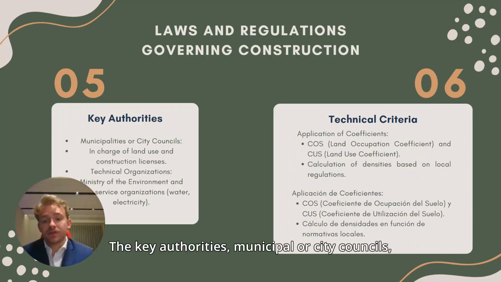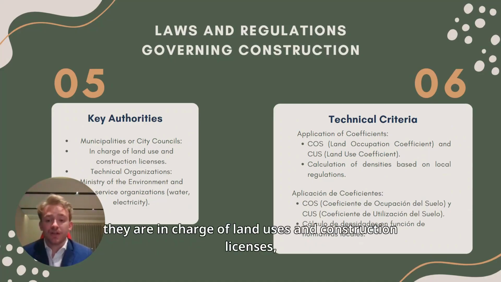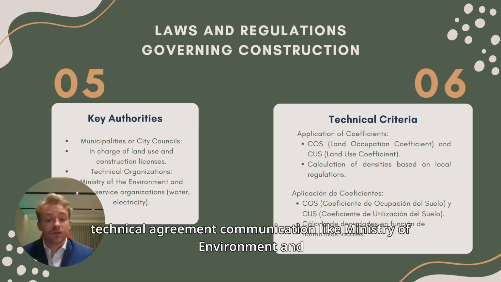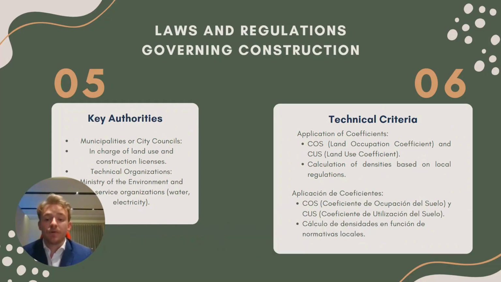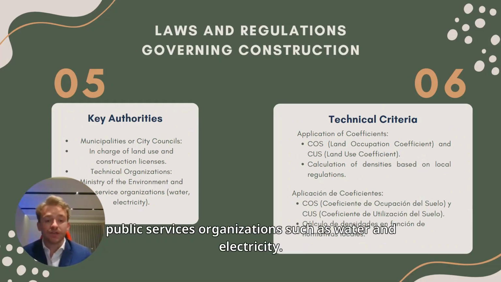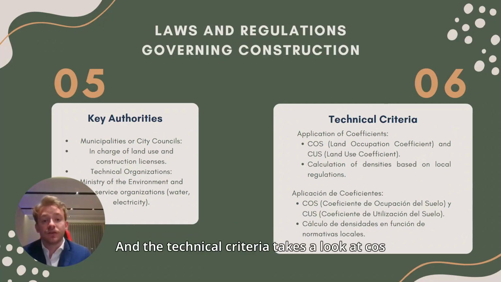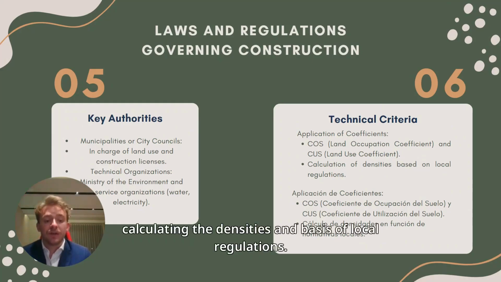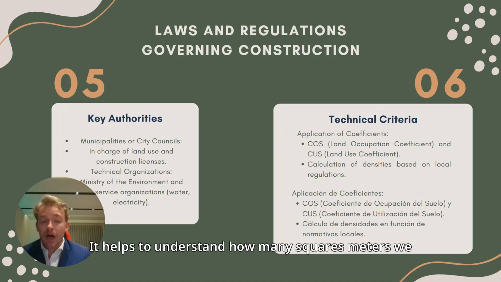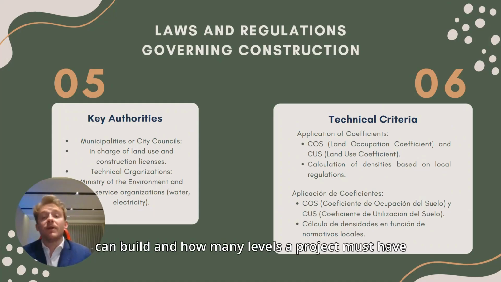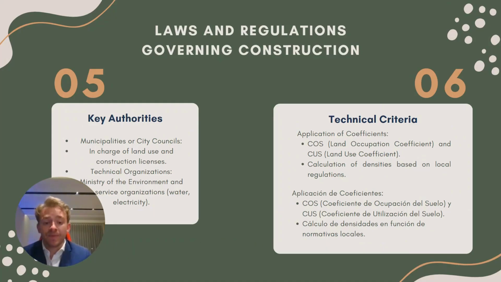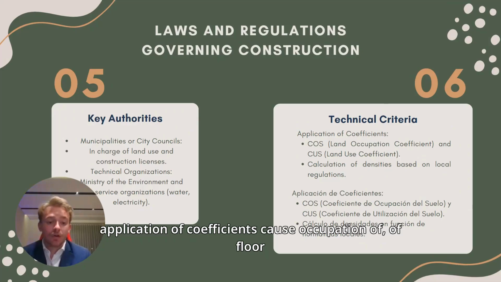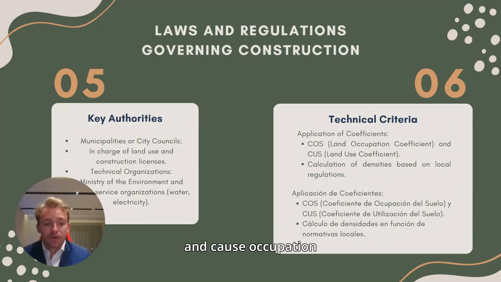The key authorities, municipal or city councils, are in charge of land usage and construction licenses. Technical organizations like the Ministry of Environment and public services organizations such as water and electricity. And the technical criteria takes a look at cost and cost, as I mentioned earlier. These are the land occupation coefficient and the land efficiency coefficient, calculating the densities based on local regulations. This helps us understand how many square meters we can build and how many levels a project must have. Application of coefficients, cost, occupation of floor, and cost, occupation or utilization of that floor.